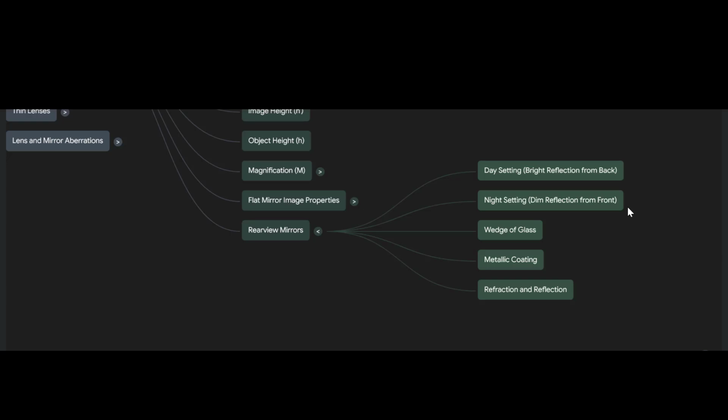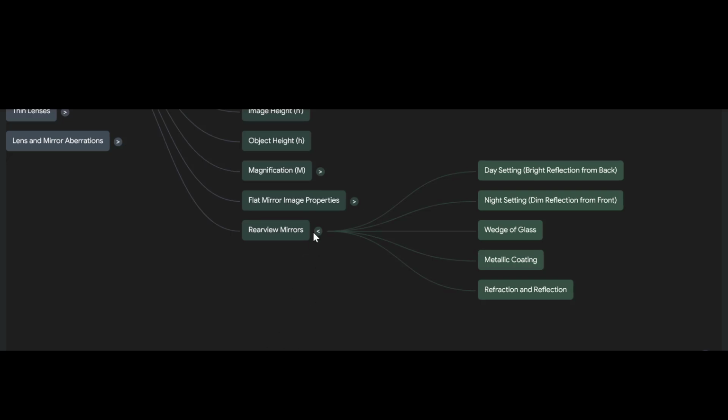So it cuts down the glare from headlights. Exactly. It's bright enough to see there's a car there, but not blindingly bright. It cleverly uses both reflections, and the tilt just selects which one dominates your view. That's really neat. It's using reflection and refraction because the light bends going in and out of the glass wedge. Yep, both phenomena are involved.